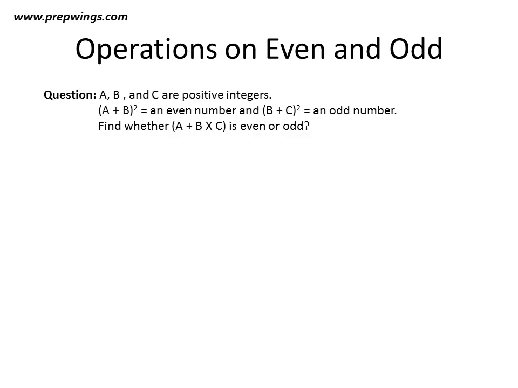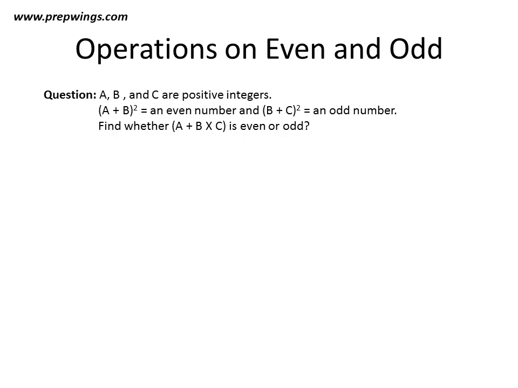Over here, it's given that A, B and C are again positive integers. What is also given is that A plus B whole square is an even number, and also B plus C whole square is an odd number. We have to find whether A plus B multiplied by C is even or odd.